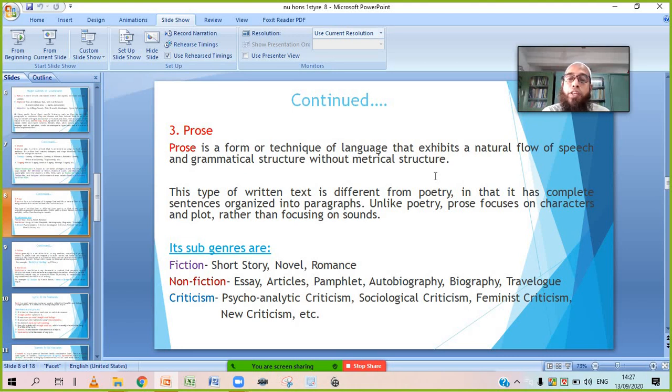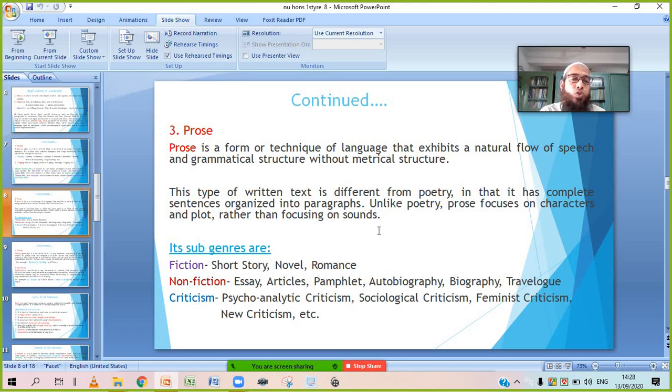What is prose? Prose is a form or technique of language that exhibits a natural flow of speech and grammatical structure without metrical structure. Metrical structure means there is no rhyme scheme, no rhythm, which is available in poetry. But in prose, there is only grammatical structure, sentences and paragraphs, no stanza and no metrical rhyme scheme. This type of written text is different from poetry in that it has complete sentences organized into paragraphs. Unlike poetry, prose focuses on characters and plot rather than focusing on sounds.